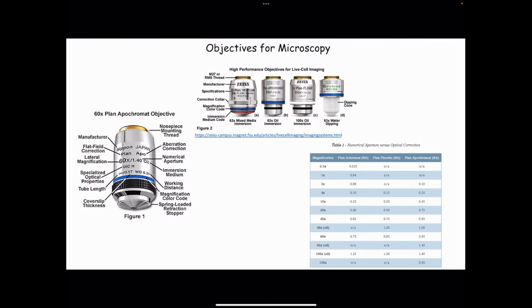I have tried to put up the different types of objective magnification. Apart from that, what different types of corrections are done. I will make a different video on these corrections, but for now you have to remember that the objective comes in 0.5, 1, 2, 4, 10, 20, 40, 40x oil, because this was air. Then you have 60x air, you have 60x oil, you have 100x oil, and then you have 150x air objective.